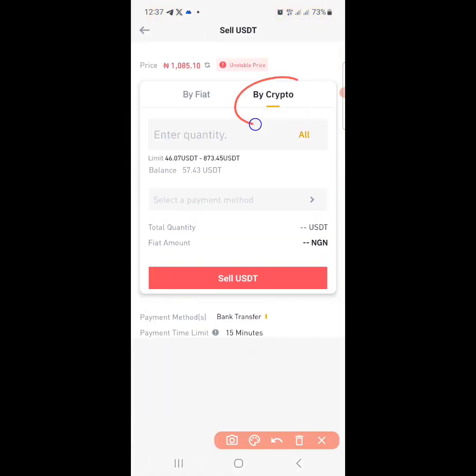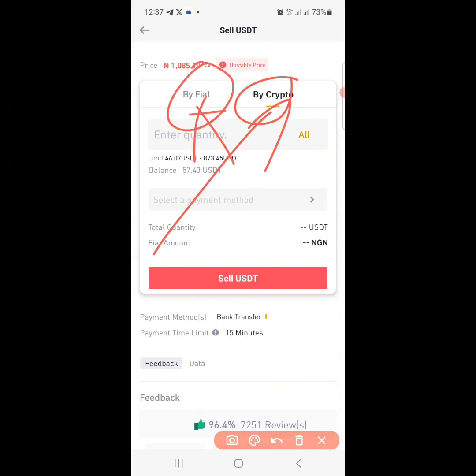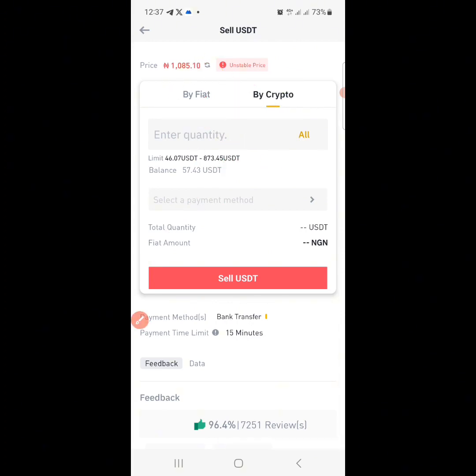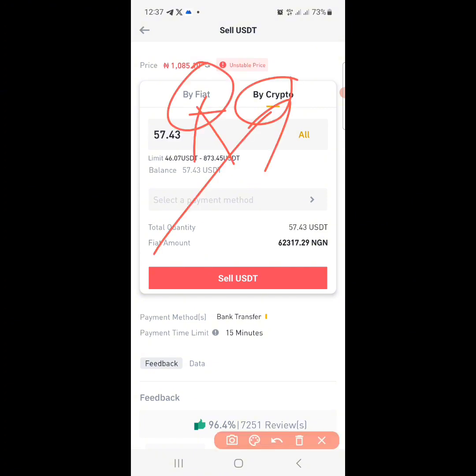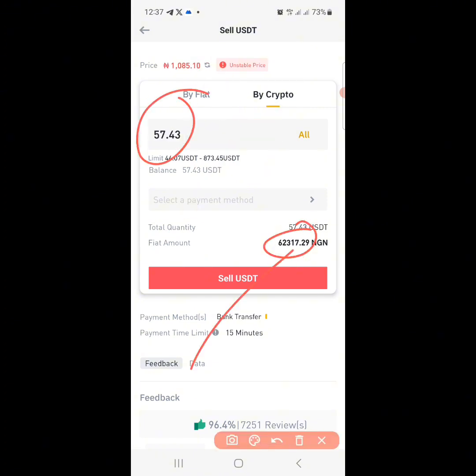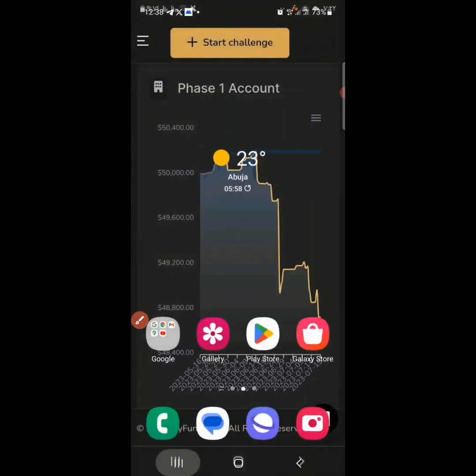Okay, after I've clicked on this sell, I want to perform the transaction with crypto. But if you want to go with fiat, you can decide to go with fiat, but I'll be going with crypto. So I just enter the amount. If I enter the amount, you see the total amount I'll be receiving here. I can just go to click on this sell USDT. But before that, I need to select the payment method. Okay, let me just go back to my calculator.